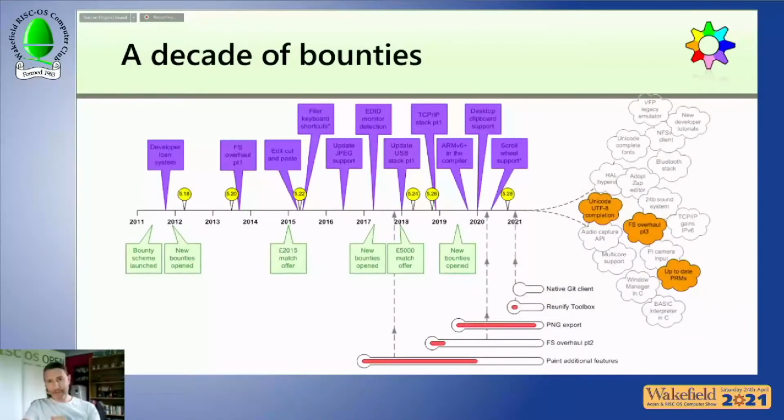There is a diagram that I'm going to show you. I'm going to float it in front of you and then I'm going to whip it away. There's a lot of detail here, so I don't plan on describing it all now, but I think it's a good narrative of the decade of progress we've had with bounties. It highlights all of the features that have been delivered through the bounty scheme. It shows some of the historic milestones that we've been through in the last decade.